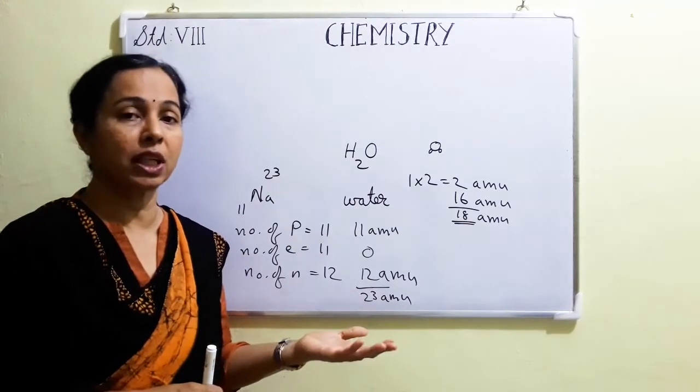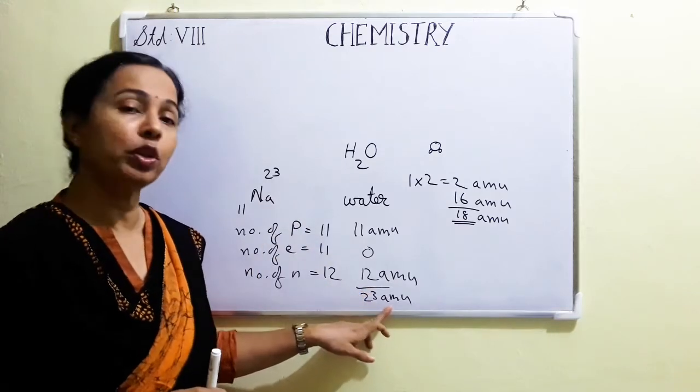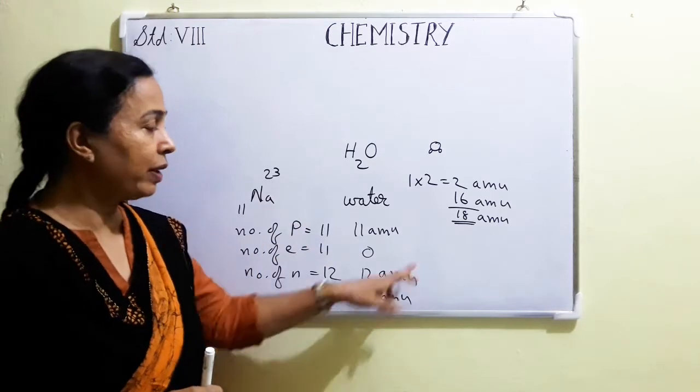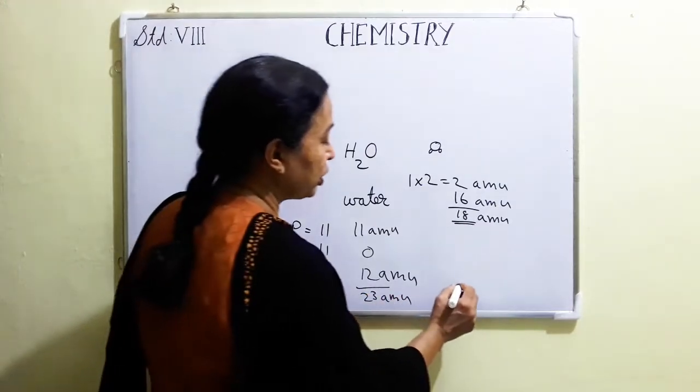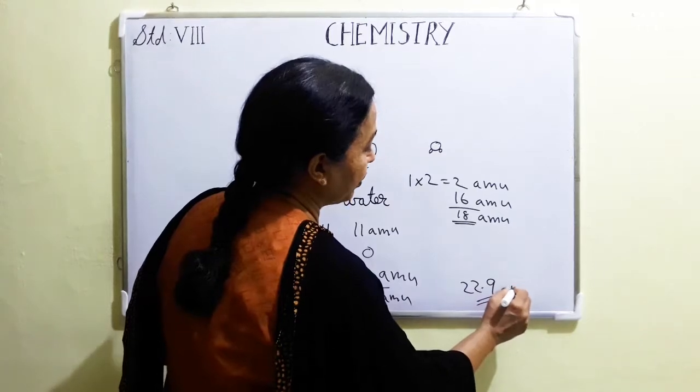Outside the nucleus electrons are seen. They have 0 mass. So what will be the mass of the atom? Mass of the atom will be equal to 23 AMU. That is why atomic mass and mass number are almost equal. Atomic mass is 22.9 AMU.